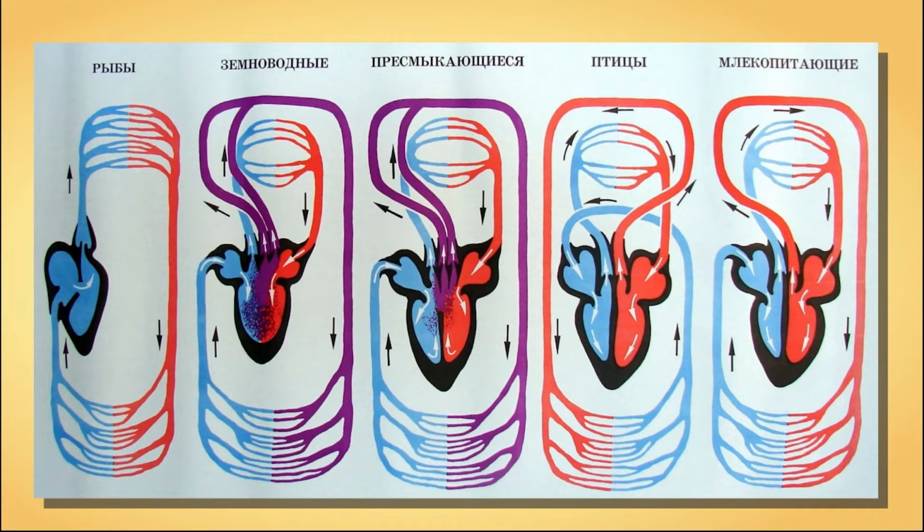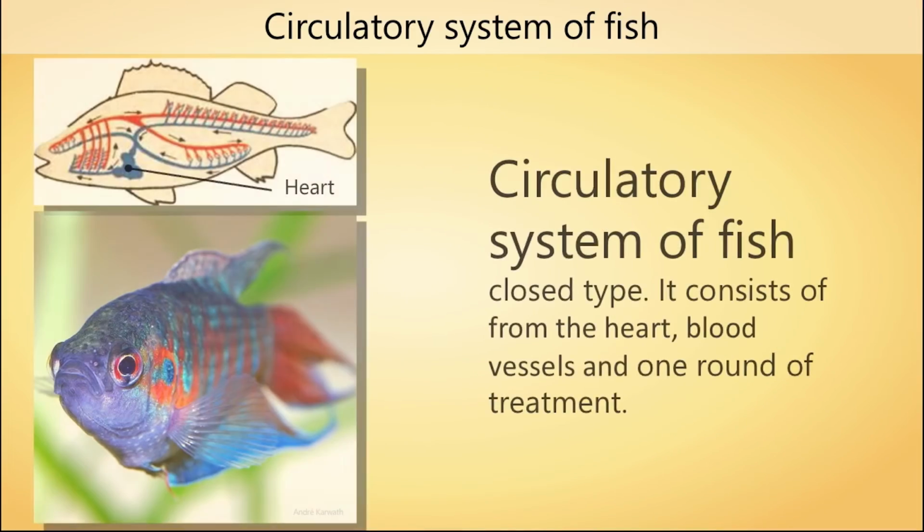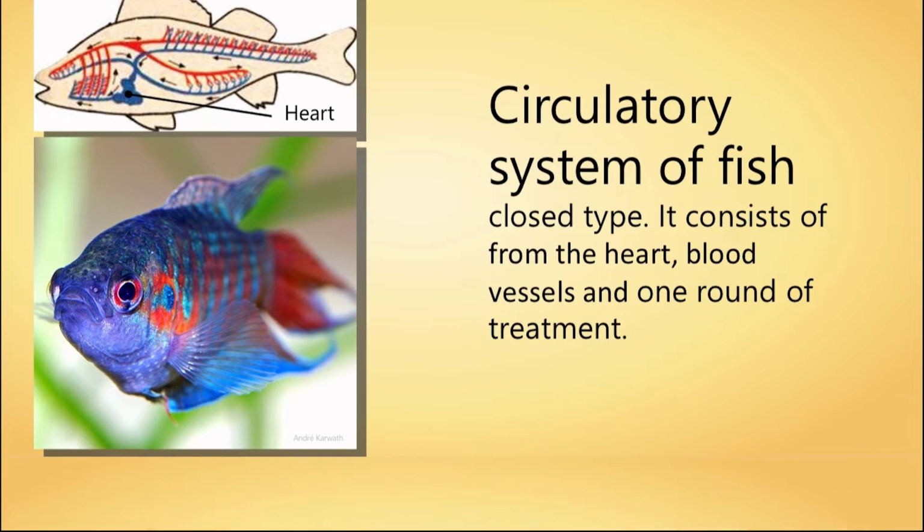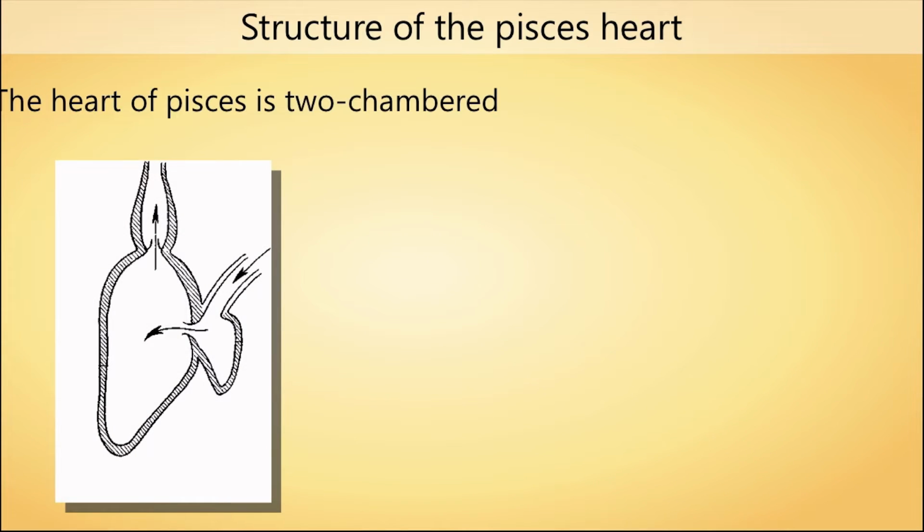Let's talk about the structure of the circulatory system of representatives of different classes of the chordate type. Of all the chordate classes, fish have the simplest circulatory system. It consists of the heart, the blood vessels and one circulatory cycle. The heart of fish is two-chambered, consisting of an atrium and a ventricle. All sections contract alternately with the help of their muscle walls.